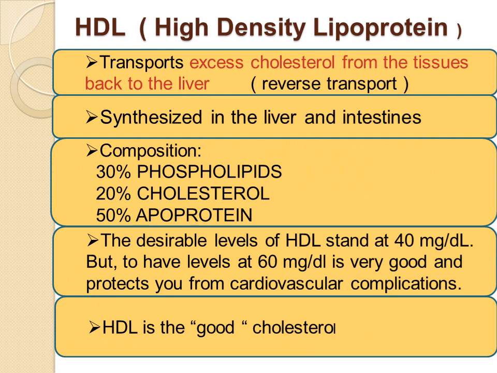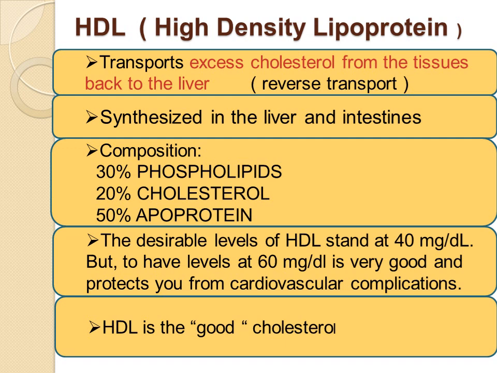High density lipoprotein. The high density lipoprotein transports excess cholesterol from tissue back to the liver. So it is reverse transport، عكس low density lipoprotein. Low density قلنا ينقل الكوليسترول from liver to tissue، while the high density lipoprotein will transport the excess cholesterol from the tissue to the liver. فإذا هو عكس low density lipoprotein.